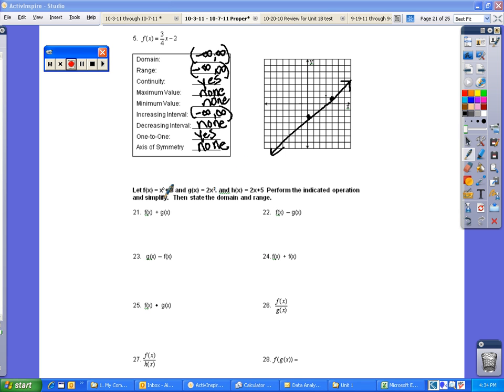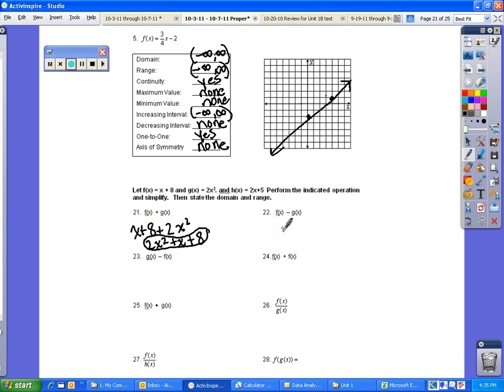Alright, so now we're going to do function operations. The first thing we're going to do is add f of x plus g of x. So I'm going to take the whole function f of x, which is x plus 8, and add to it 2x squared. And there is no simplifying you have to do because there are no like terms. So I'm just going to rewrite them in highest to lowest order. Not something you're required to do, but it is something that's good practice.